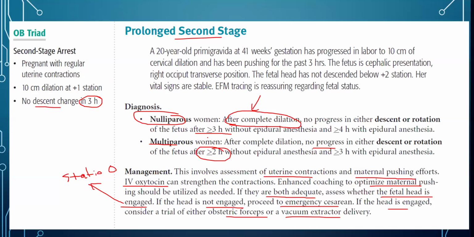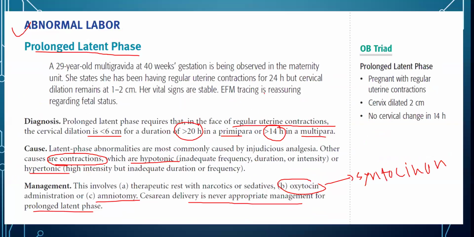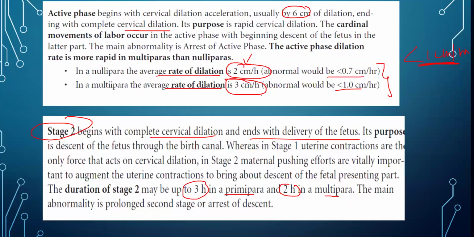So the questions can come from maybe a prolonged second stage or from arrested first stage of labor. These two are usually the commonly asked things. But the main thing is always about contractions, so you need to make sure contraction is good. We'll practice a few of the questions that come from labor later on. Any questions with this?